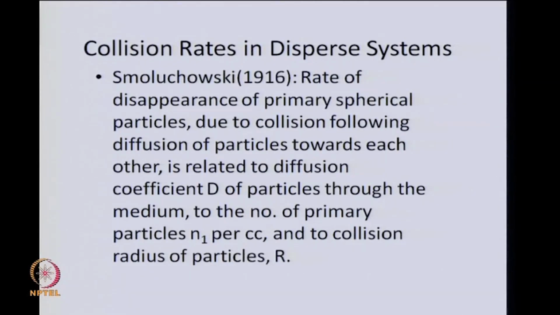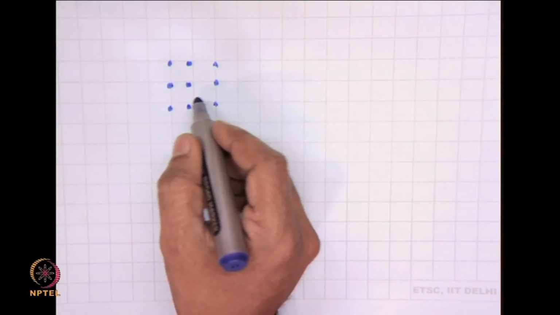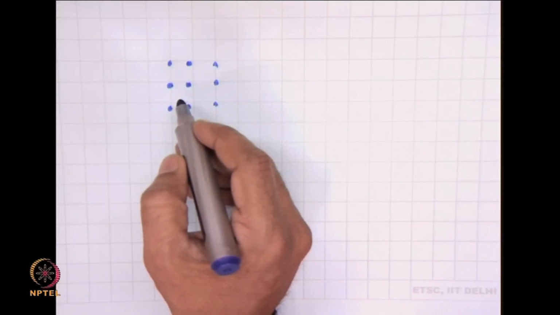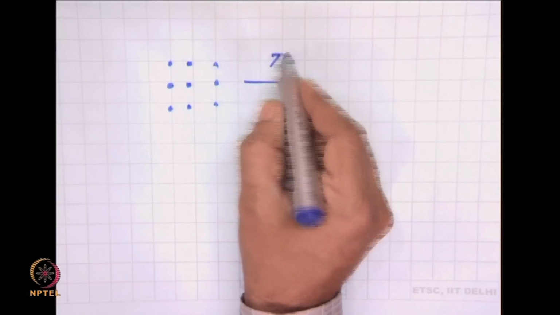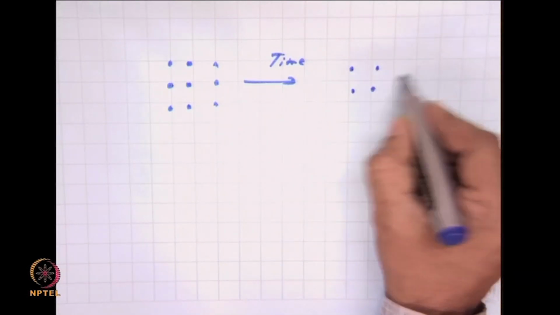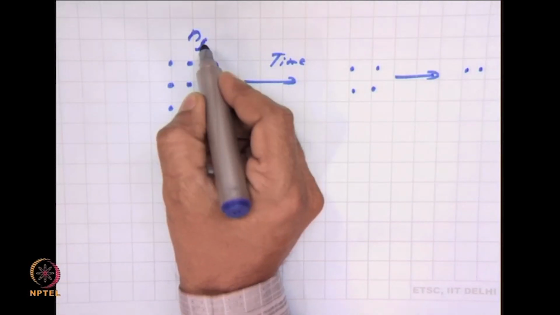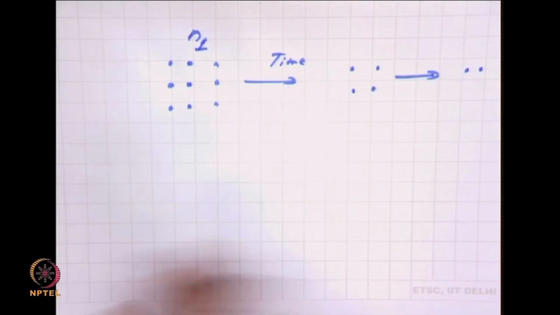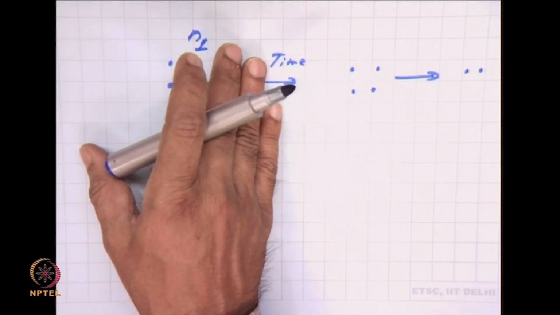Let us say you have certain primary particles. We have these particles of the same size, all moving around randomly, and over a period of time we will have a reduction in their number and so on. If the number of primary particles per volume is n1, that will be a function of time, and we might be interested in how this total number of particles within a system is changing with time.